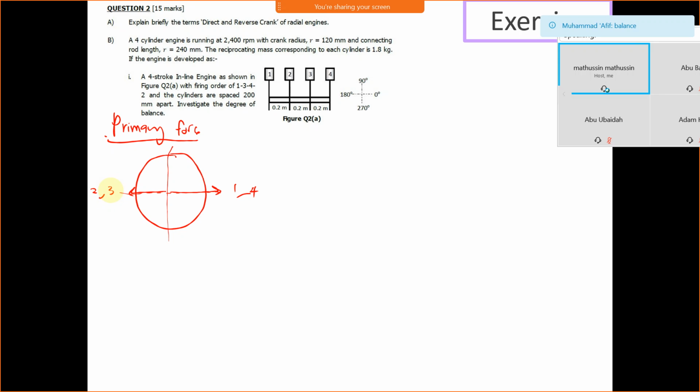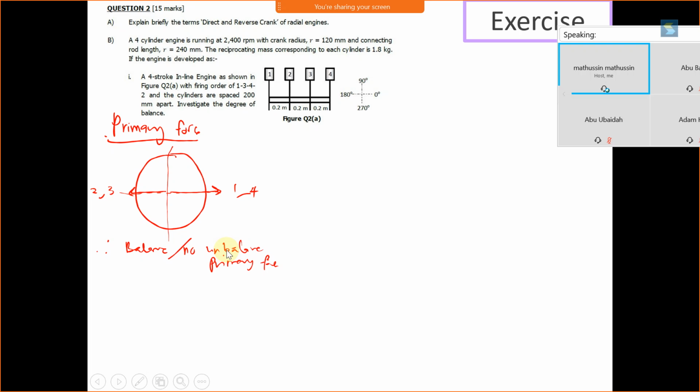It is balanced because it is the same, right and left are the same. So you must state that it is balanced, or state that there is no unbalanced primary force. Alright, you must state it. So this is our conclusion for primary force.